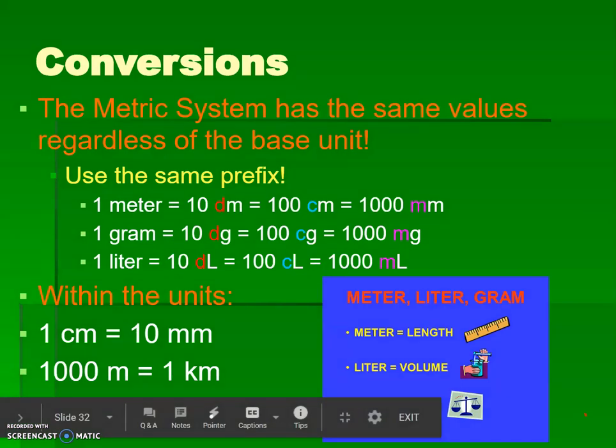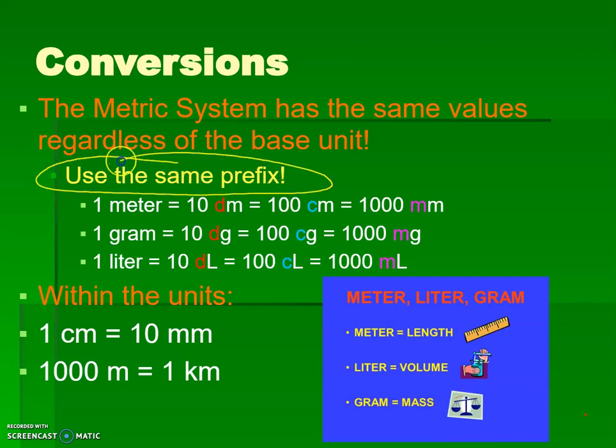But the beautiful part about our metric system is that regardless of the base unit, they all use the same prefix. So meters, grams, and liters, which is going to be your length, your mass, and your volume, are all going to use the same prefixes. So 1 meter is 10 decimeters, or 100 centimeters, or 1,000 millimeters. Well, the same thing is true for grams and liters.